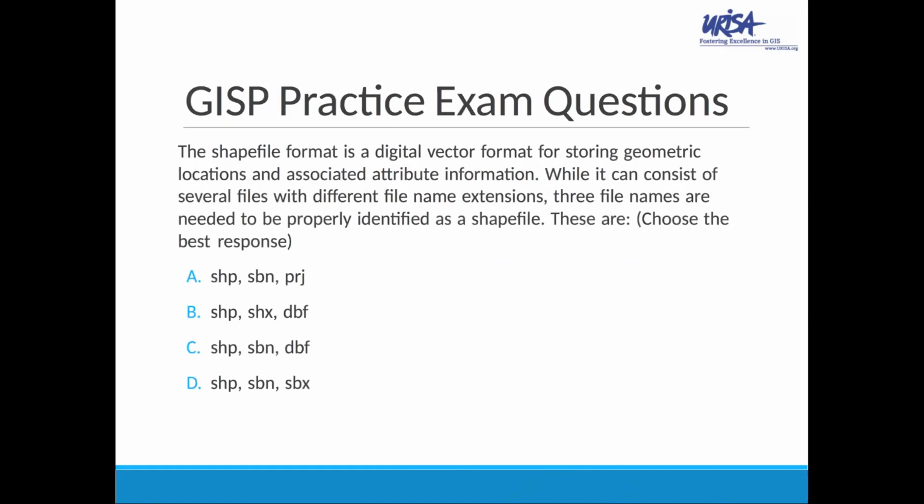You should know, for shapefiles, what the three main components are that you have to have. There may be additional components of your shapefiles. This would be number B: the SHP, the SHX, and the DBF. You should know that the SBN and the SBX go together, and they are the spatial index. And you should know the PRJ is the projection, the shp.xml file is the metadata, and the DBF is the attribute file.